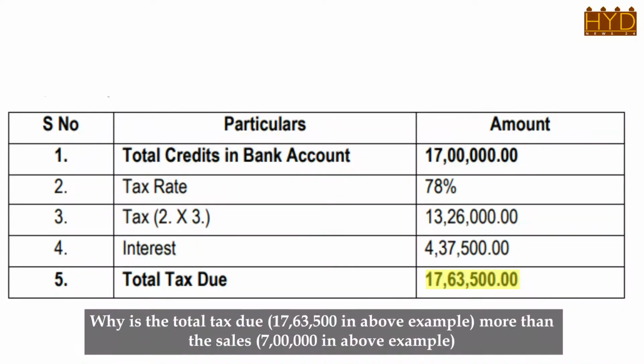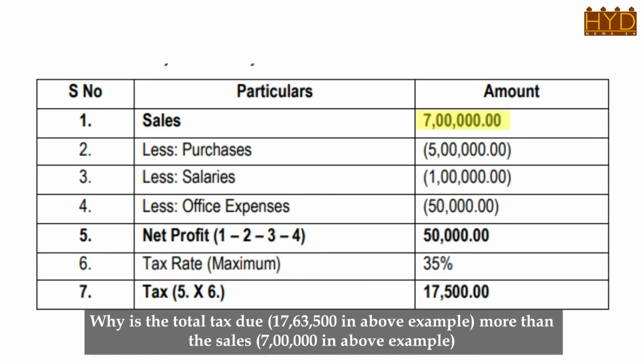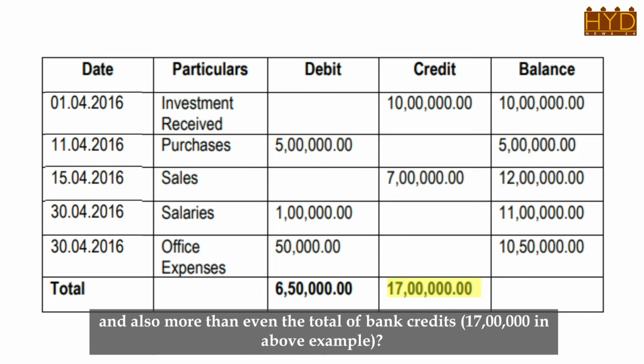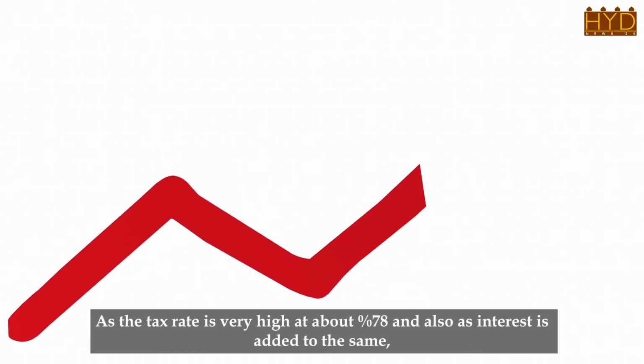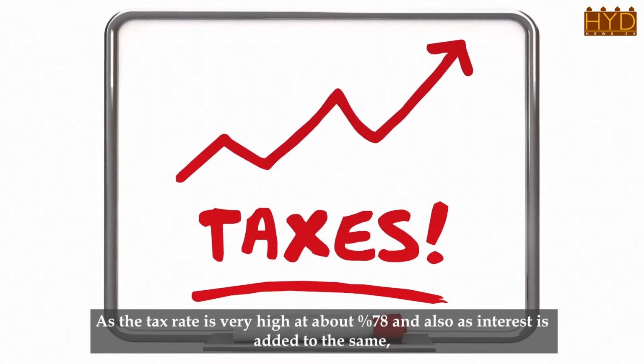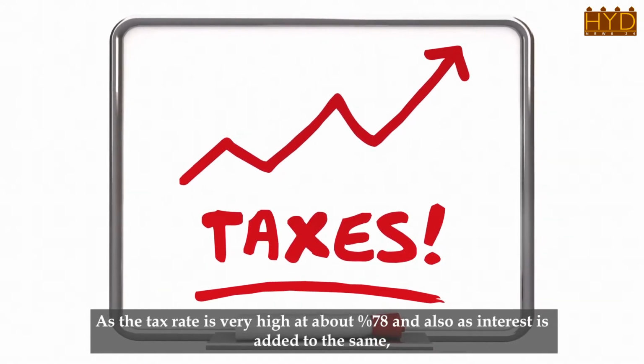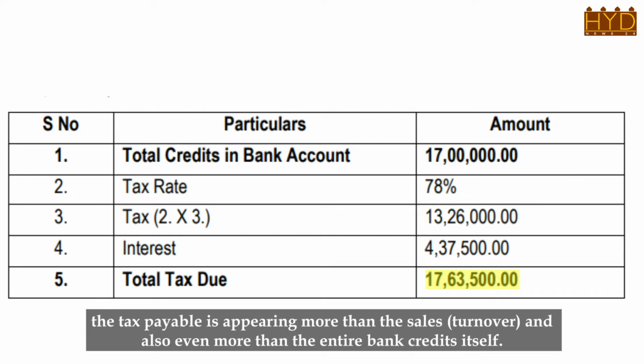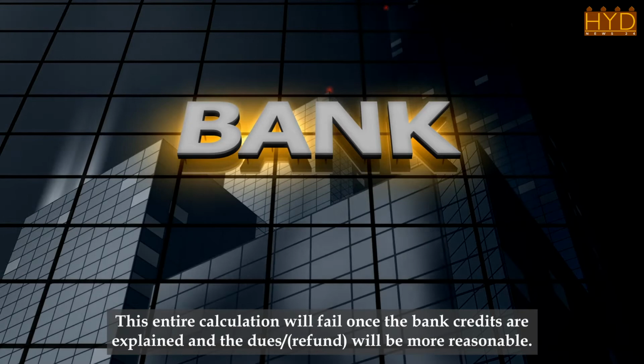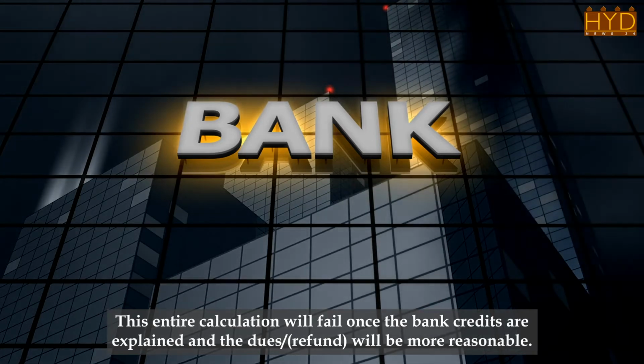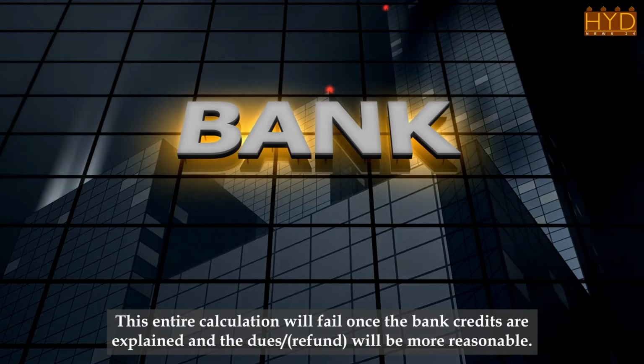5. Why is the total tax due, 17,63,500 in the above example, more than the sales of 7 lakhs in the above example, and also more than even the total bank credits of 17 lakhs? As the tax rate is very high at about 78%, and as interest is added to it, the tax payable appears more than the sales, turnover, and even more than the entire bank credits itself. This entire calculation will fail once the bank credits are explained, and the dues, or refund, will be more reasonable.